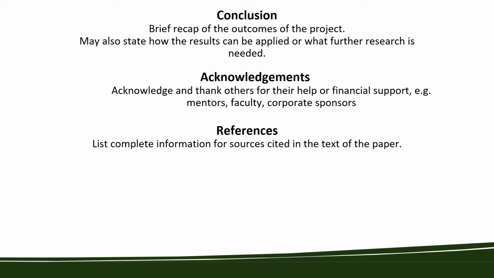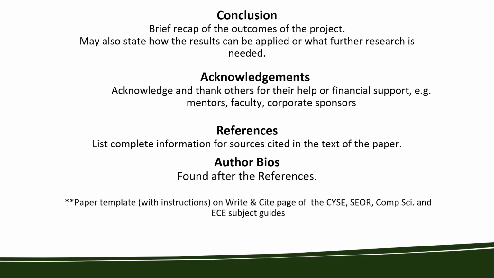Unlike other styles, the IEEE reference list starts immediately after the paper ends. It is not on a separate page, and it conforms to the two-column format. The reference section must list the complete information for all sources cited in the text of the paper. Sometimes it may include information for sources that were consulted but not cited. Brief author bios may include pictures and are found after the references. They conform to the two-column style.